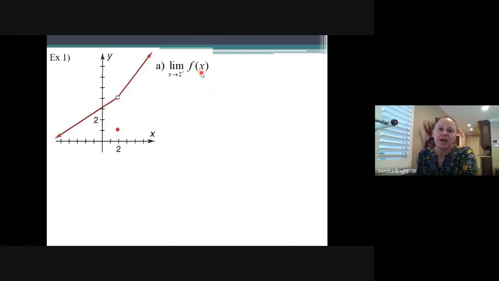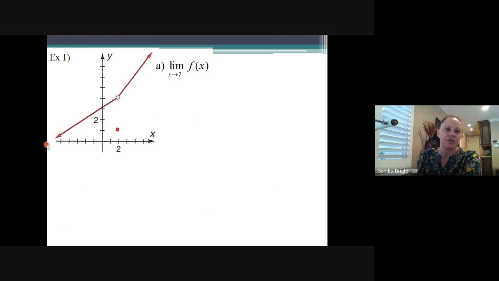I love roller coasters, and so I imagine being on a ride, and if I'm coming from the left, so here's x is 2, and I'm coming from the left, it means I'm traveling towards the right. So you're on this part of the graph, and you're going, and as I'm approaching, here's x is 2. What is the y value as you're approaching x equals 2 from the left? Remember, the answer to the limit of f of x is the y value.